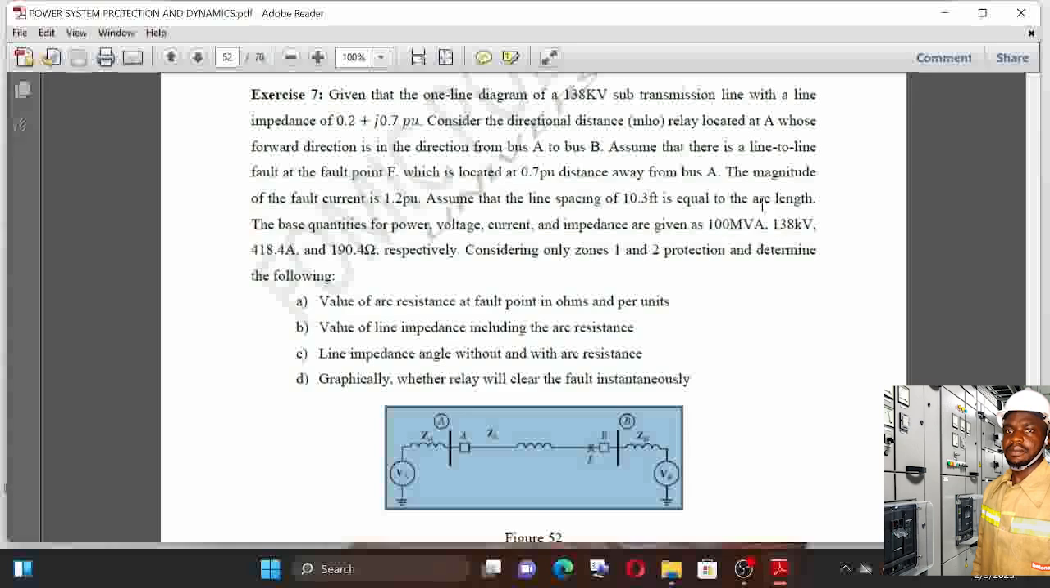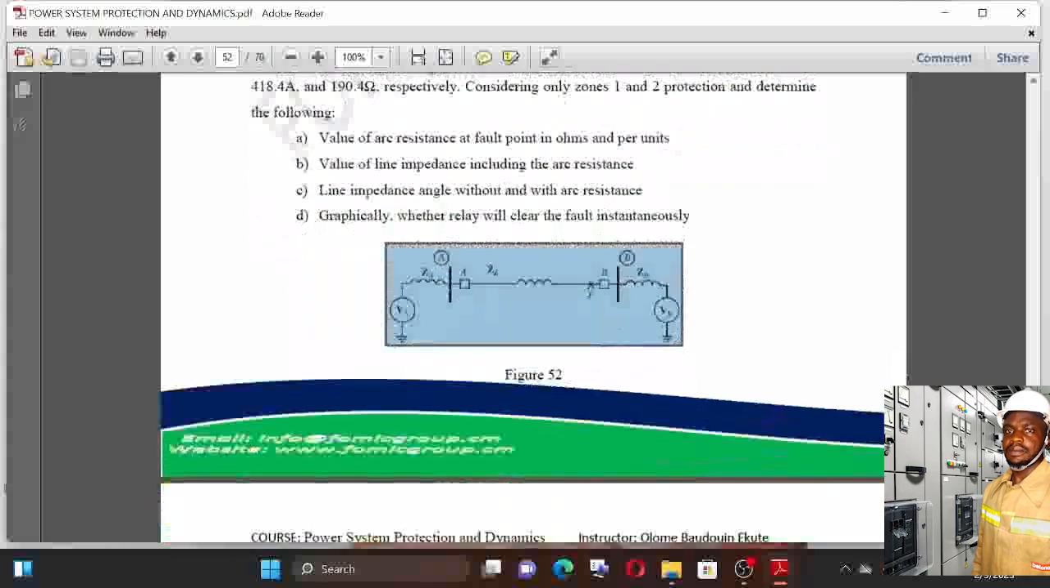The base quantities for power, voltage, current and impedance are given as 100 MVA, 138 kV, and so on. Considering only zone 1 and zone 2 protection, determine the following: the value of the arc resistance at the fault point in ohms and per unit; the line impedance angle without and with arc resistance graphically; and whether the relay will clear the fault instantaneously or not.